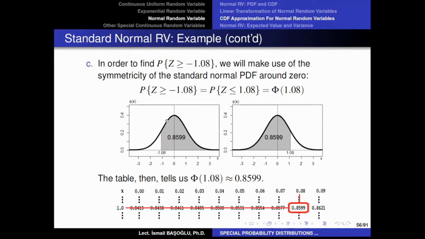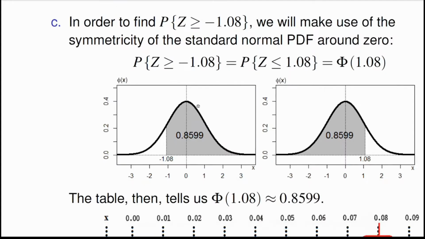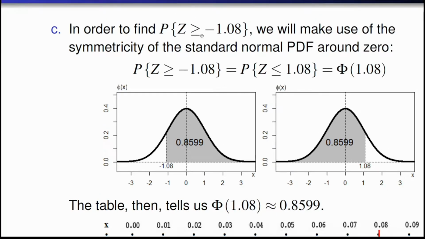So let's draw the plot diagram. This is the plot diagram of the standard normal distribution. It is perfectly symmetric around 0, and minus 1.08 is here. So this probability, Z being greater than or equal to minus 1.08, is what? It is the area on the right-hand side of minus 1.08, right?